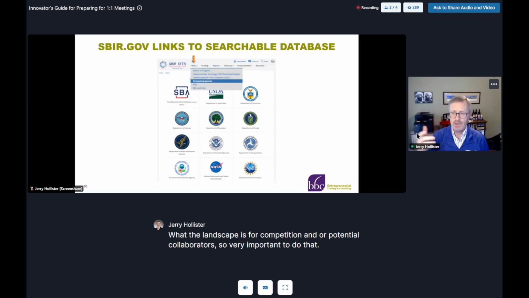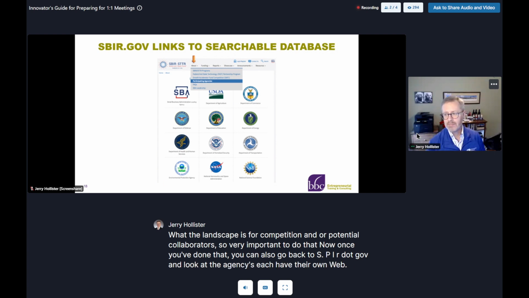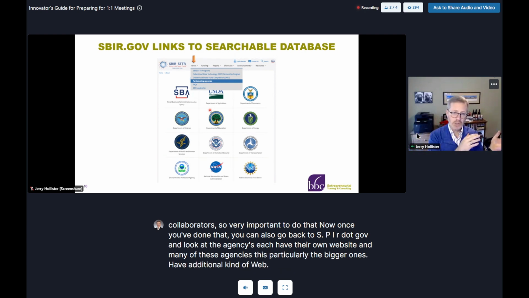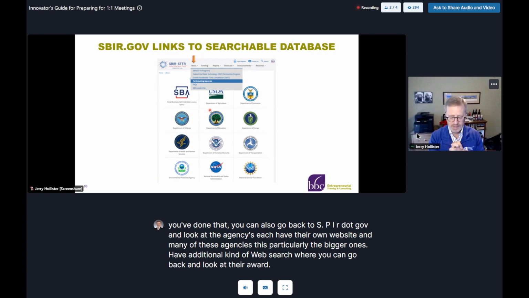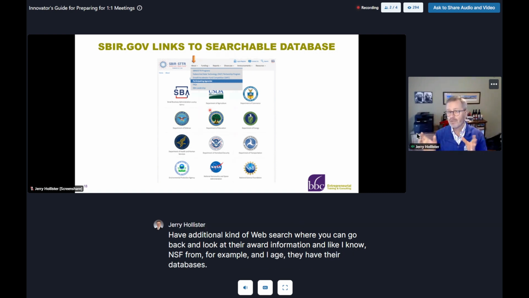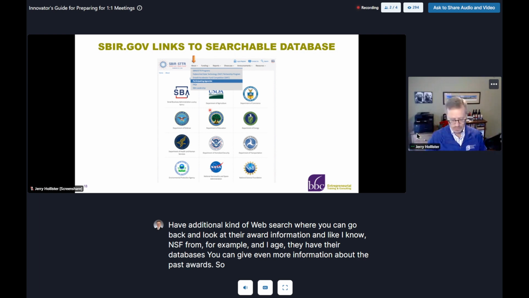Now, once you've done that, you can also go back to sbir.gov and look at the agencies. Each has its own website, and many of these agencies, particularly the bigger ones, have additional web search where you can go back and look at their award information. Like I know NSF, for example, and NIH, they have their databases. You can get even more information about the past awards. So you can also do that additional digging.